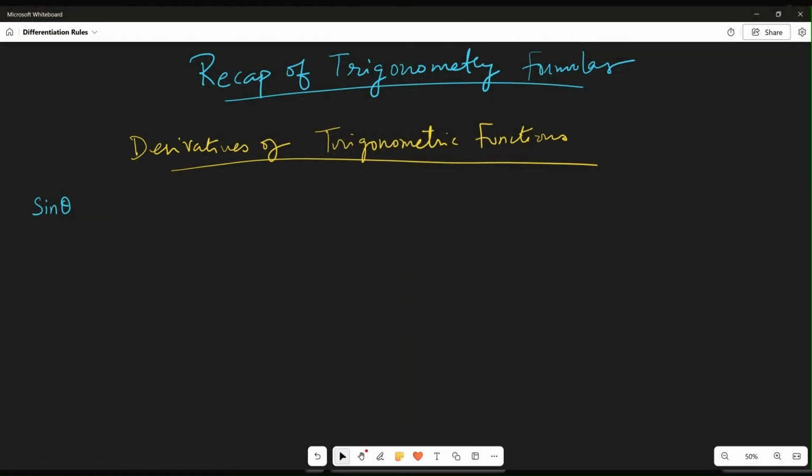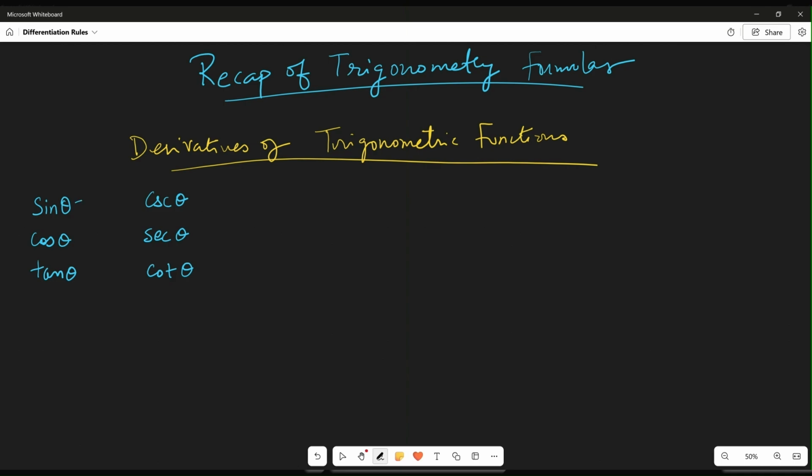Let's go over the reciprocal identities real quick. Sine theta, cosine theta, tan theta, cosecant theta, secant theta, and then we have cot theta. And these identities are reciprocal of each other.